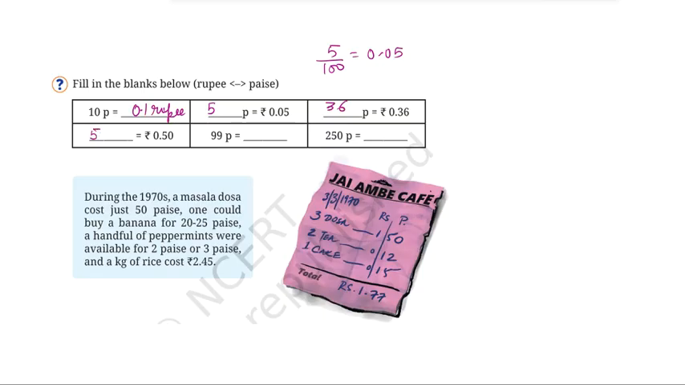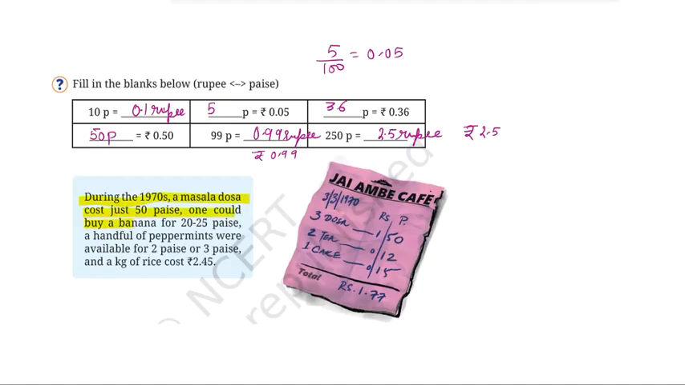Then 50 paisa will be equal to 0.50 rupee. 99 paise will be equal to 0.99 rupee. Right? And 250 paise will be equal to 2.5 rupee. ठीक है, यहाँ पे रुपी का सिंबल यूज कर सकते हैं, वो कर देना. 2.5 ऐसे भी लिख सकते हो आप, यहाँ पे भी लिख सकते हो उस तरीके से क्योंकि ऐसे दिया है. So 0.99.